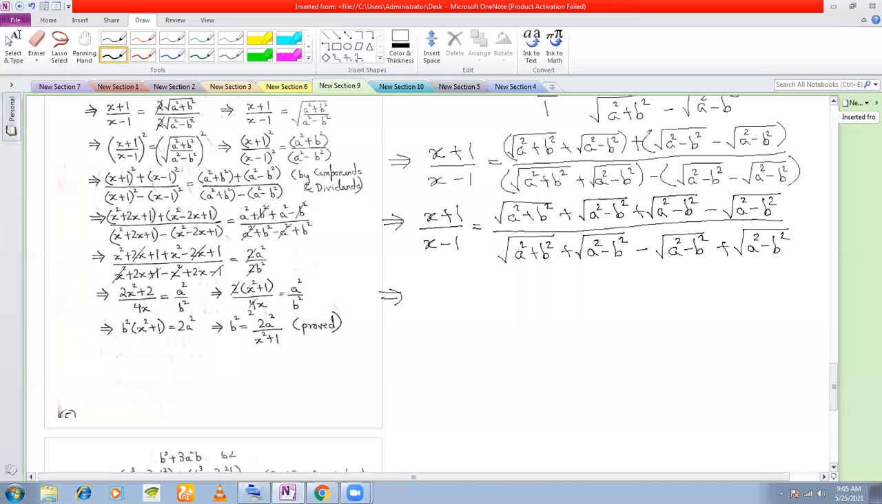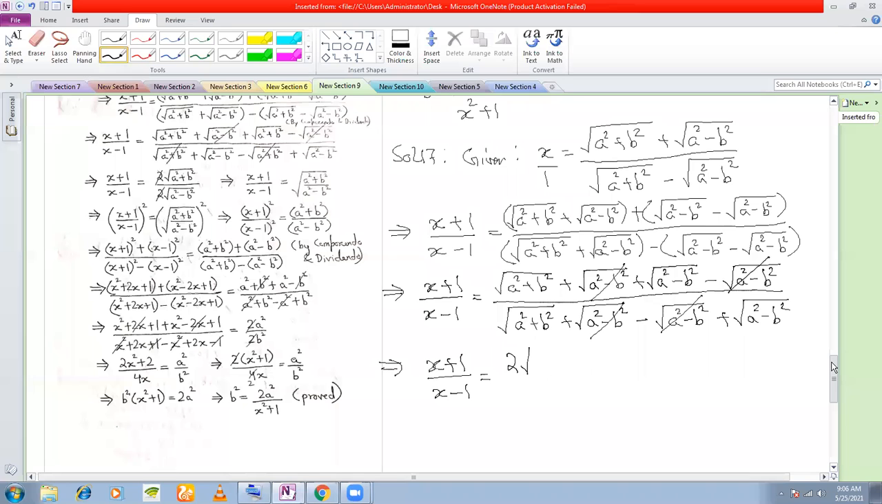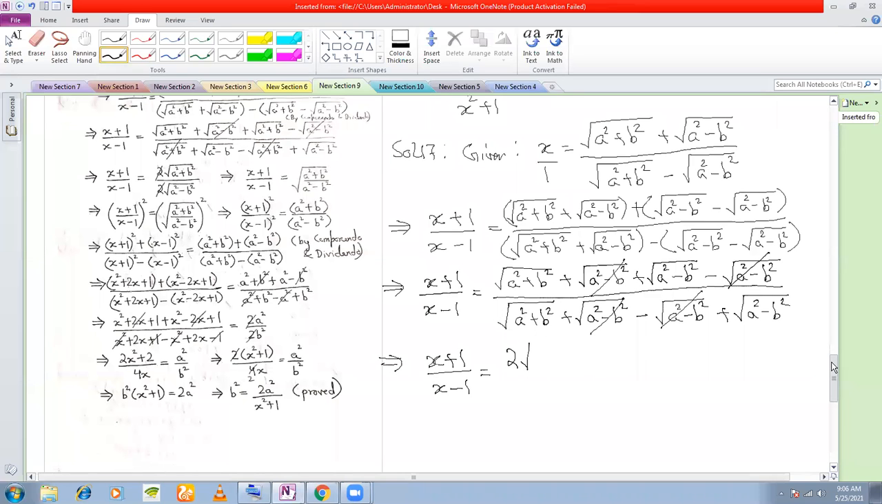Now we cancel what can be cancelled. See here, you have root over of a square minus b square cancelling here in the numerator. Also in the denominator, you have root a square minus b square cancelling. So you're simply getting x plus 1 by x minus 1 is equal to 2 root, this is a square plus b square, I think. Yeah, this is a square plus b square. So this should also be a square plus b square. So you have 2 root a square plus b square.